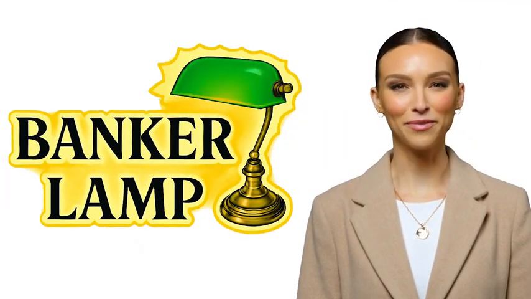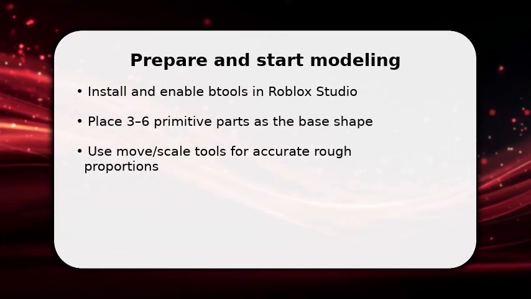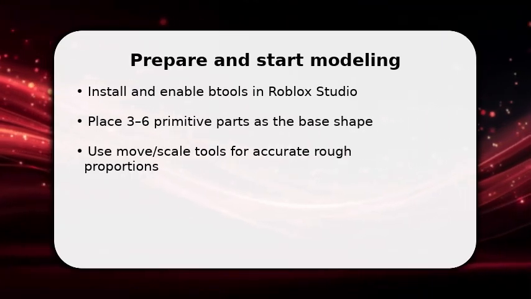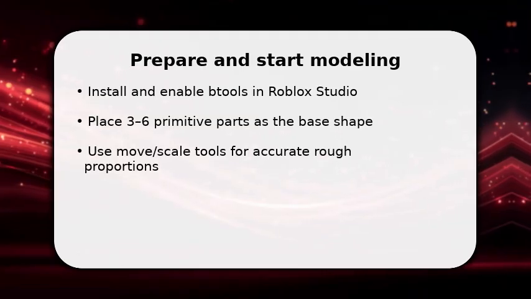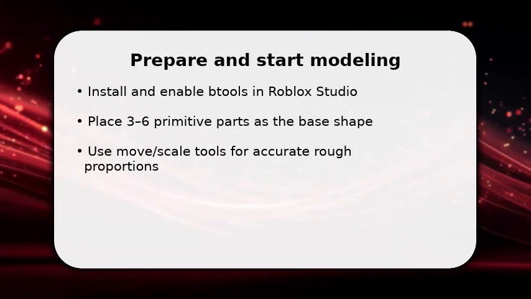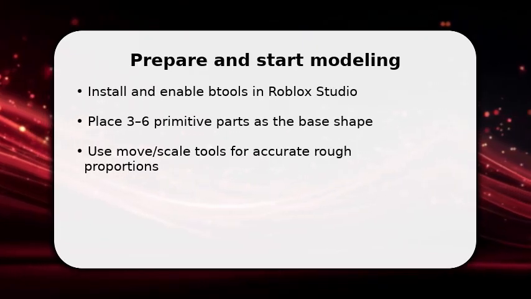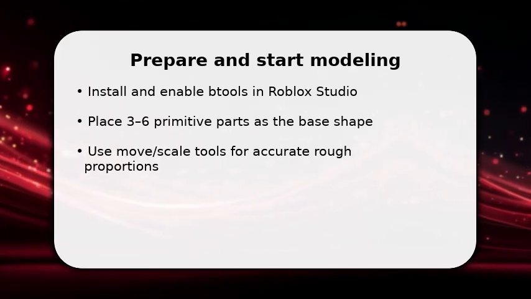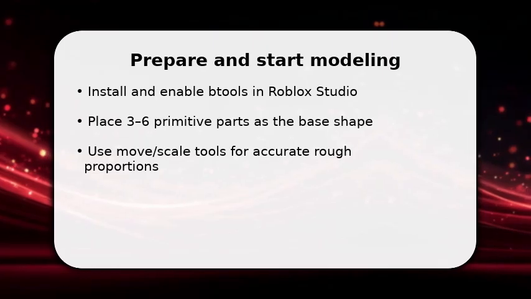Please enjoy the video. You begin inside Roblox Studio with Btools enabled, open the plugin and dock the tool panel. Use a few primitive parts to block out the silhouette. Cubes, cylinders, and wedges work well. You immediately move and scale each primitive with Btools for rough proportions, because early proportion fixes avoid tedious edits later.